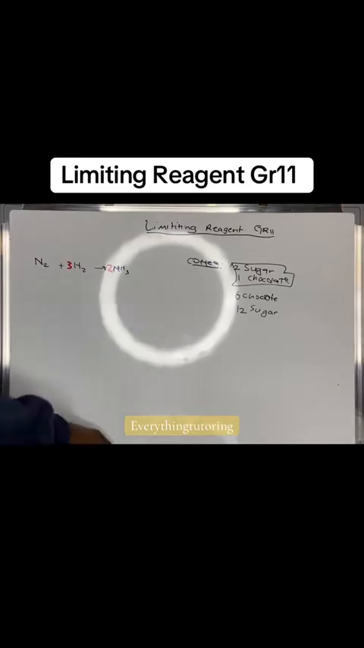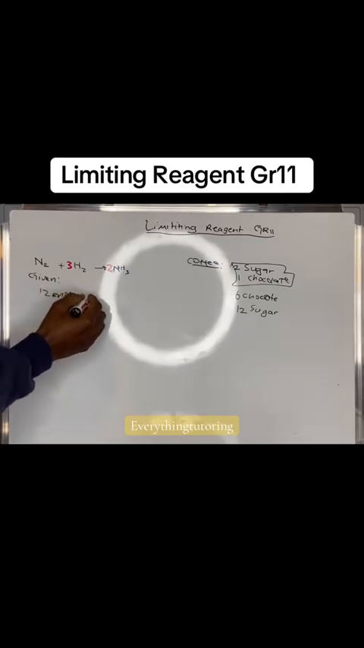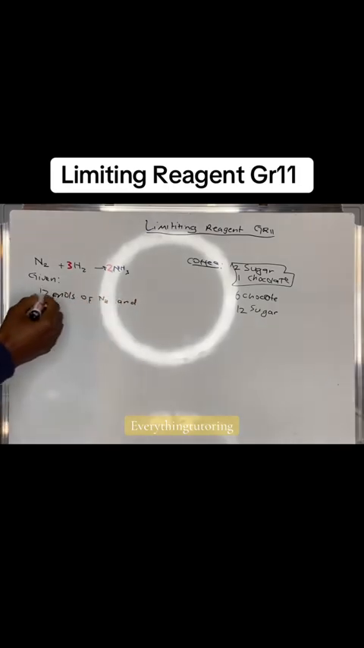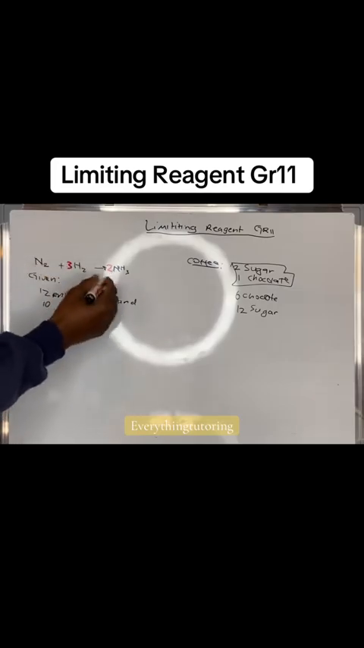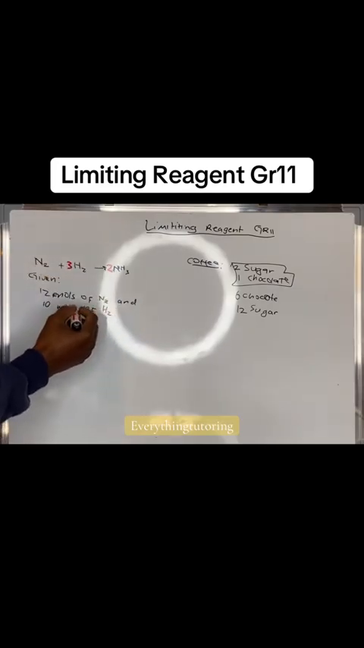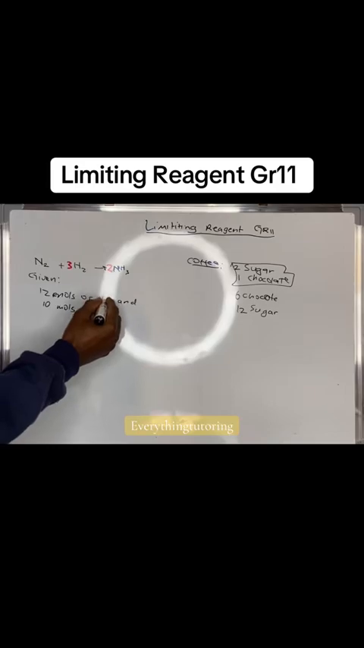Now, in a test or whatever activity you are doing, you are given, let's say, 12 moles of nitrogen, and let's just say 10 moles of hydrogen gas. Okay, so let's just say this is hydrogen and the other one is nitrogen, just for me to be able to explain to you nicely.